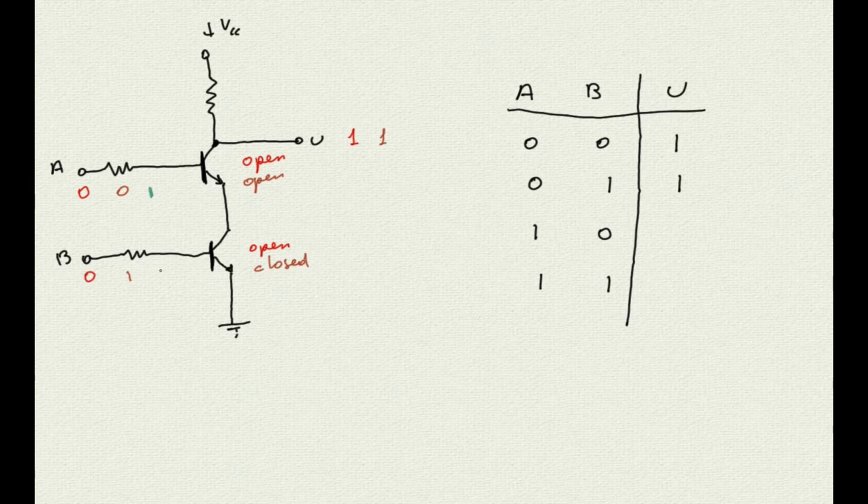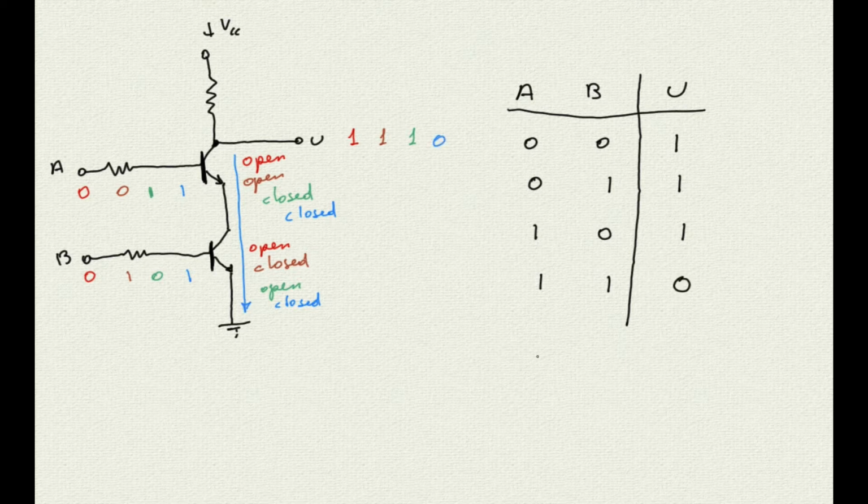A 1 on A and a 0 on B will make the transistors work respectively as closed and open, but still there will be no current, and so again the output stays at 1. Finally, putting 1 on both inputs makes both transistors closed or on, so now the current will flow and the output will be brought down to the ground level, which is a 0.